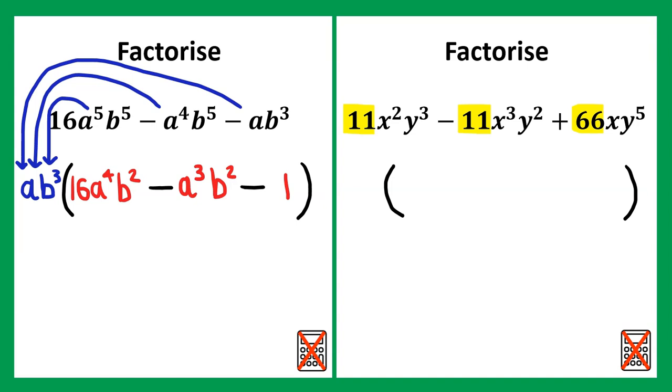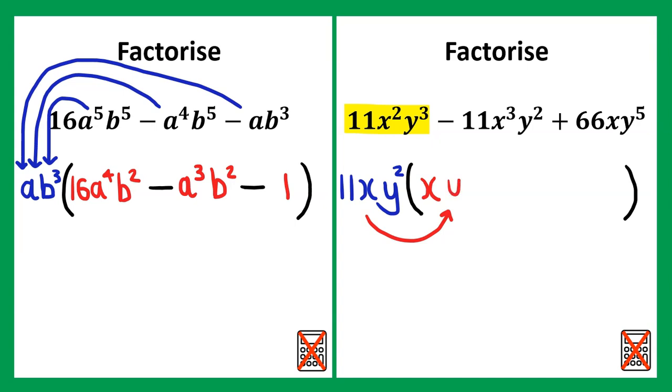Looking at the numbers, all of these are divisible by 11. X squared, x cubed, and x are all divisible by x, and y cubed, y squared, y to the power of 5 can be divided by y squared. Working forwards, 11 has remained the same. X needs to be multiplied by x for x squared, and y squared would need to be multiplied by y to give me y cubed.